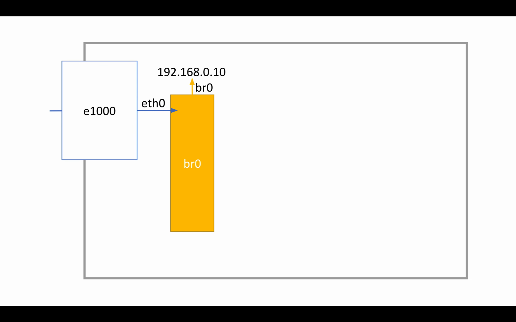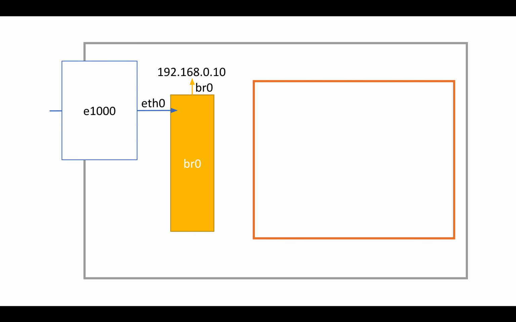But VMs, they aren't really hip anymore. What do we want to put here on the right now in place of this green box? Of course, we want a container. So this is our orange box here. Well, how do I get that container on the network?